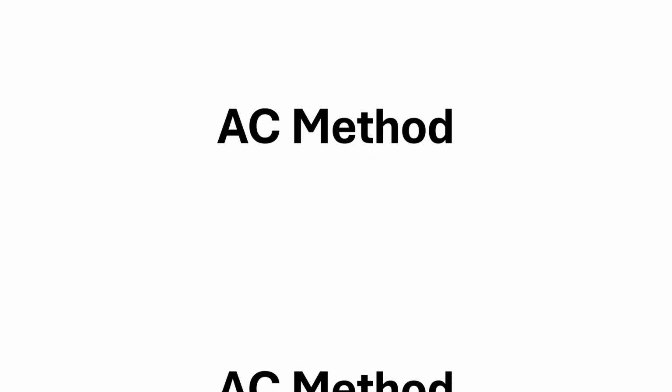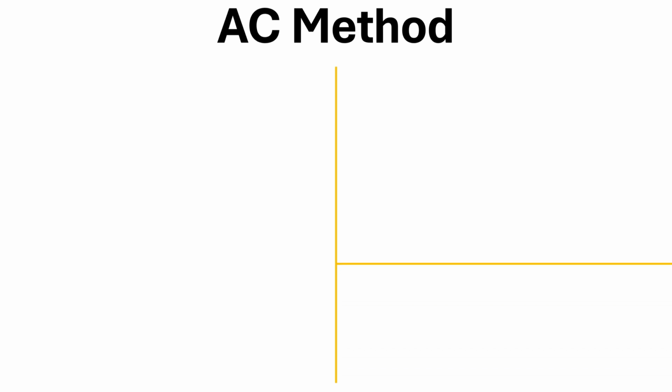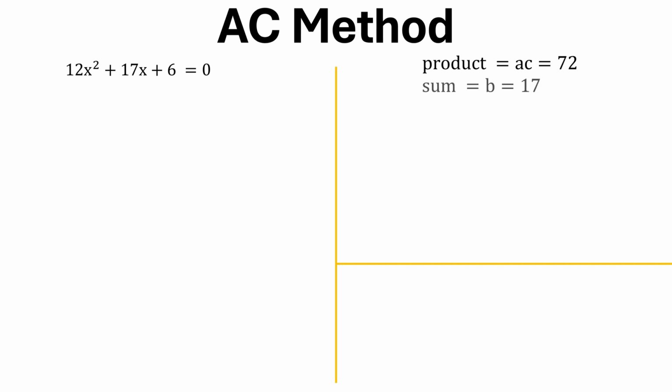AC method. This is factoring when a is not equal to 1. Let's use the equation 12x squared plus 17x plus 6 is equal to 0. We first multiply a and c, 12 and 6, and get 72. The sum remains b, which is 17. We need two numbers whose product is 72 and whose sum is 17.